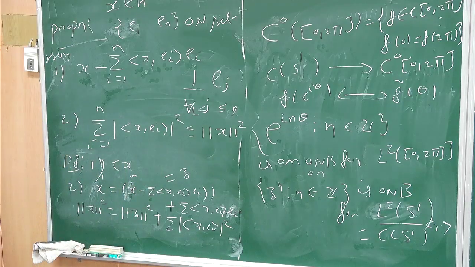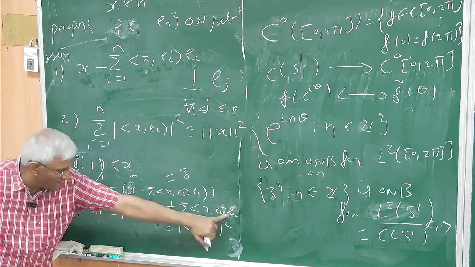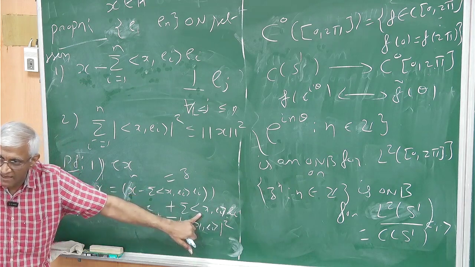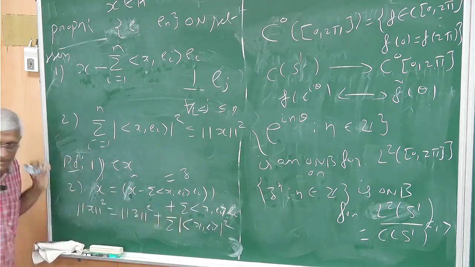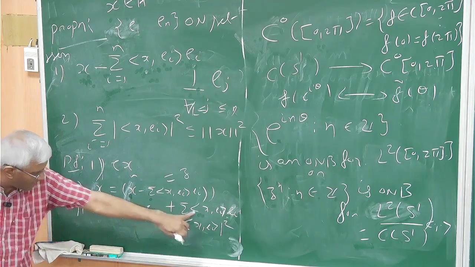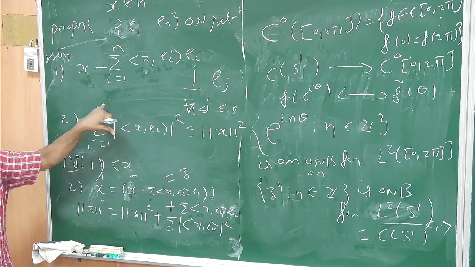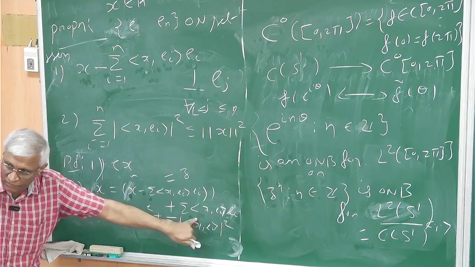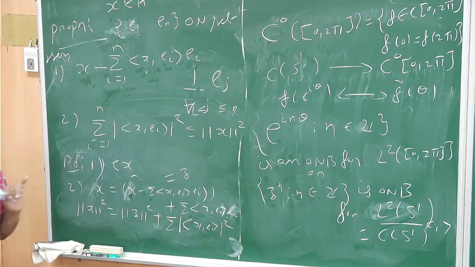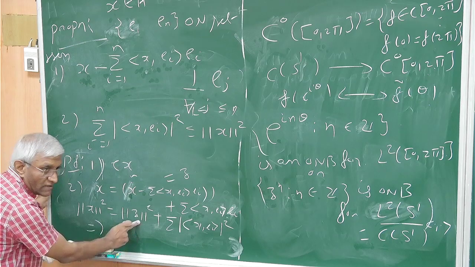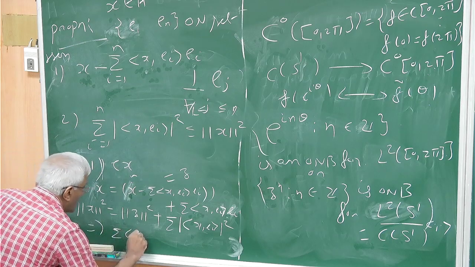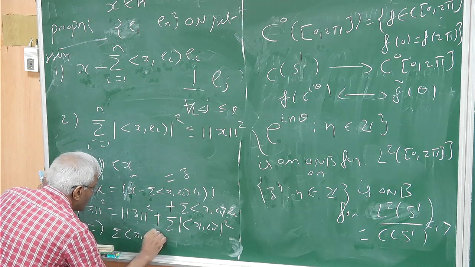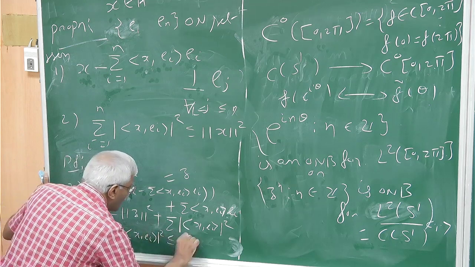Is that clear? All these elements are orthogonal elements. These have ei multiplied by some scalar, i equal to 1 to n. They are all orthogonal to each other, and this is orthogonal to that. That's what was proved in the first statement. So norm x square equals this square plus each one of them square. This is something positive, so this implies the summation of mod <x, ei> square is less than or equal to norm x square.